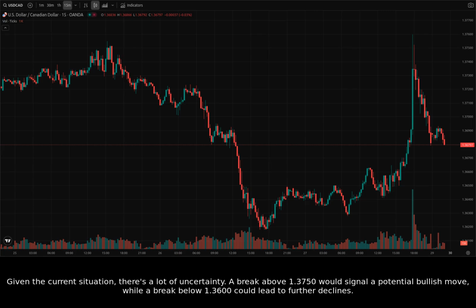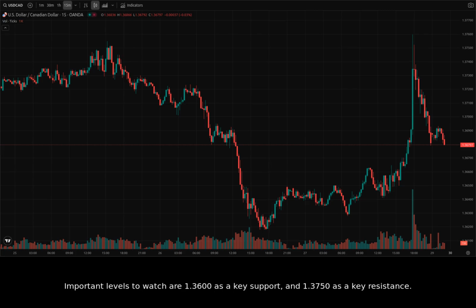A break above 1.3750 would signal a potential bullish move, while a break below 1.3600 could lead to further declines. Important levels to watch are 1.3600 as a key support and 1.3750 as a key resistance. In the short term, it seems likely that the price will remain range-bound.